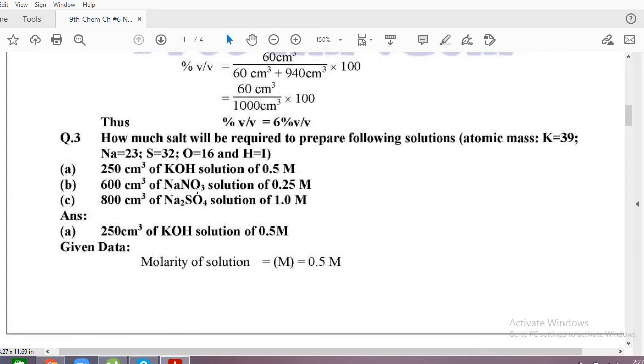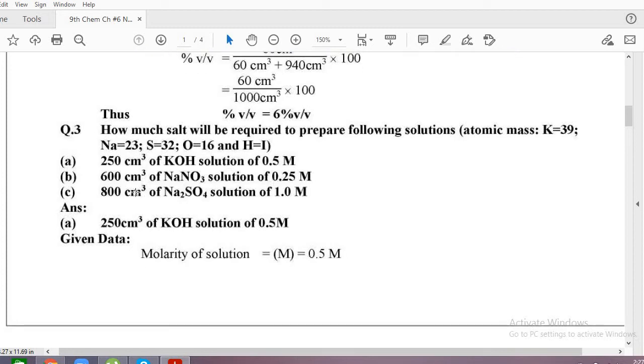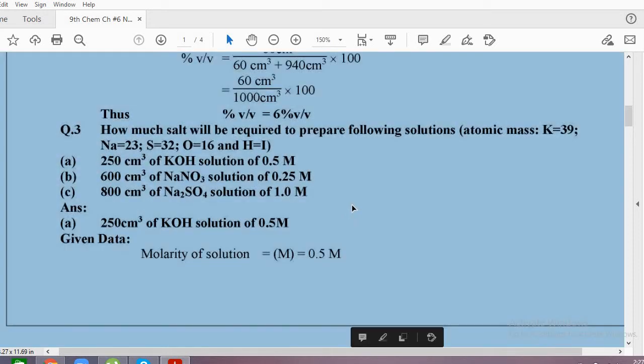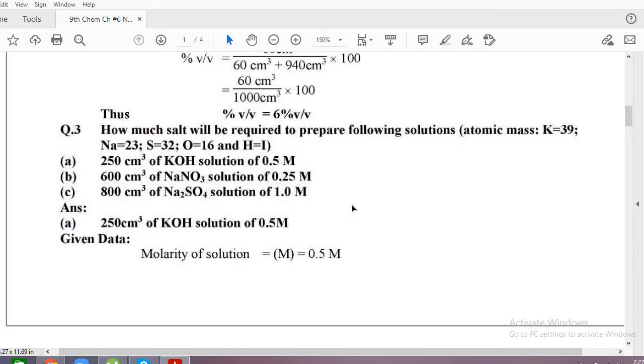600 centimeter cube of sodium nitrate solution we have to prepare of 0.25 molarity. So I'm not going to scroll down. You try the question yourself and then play the video and watch whether you have done it correctly or not. So if you have done it, I'm going to go down to see what the answer is and check if your answer is correct.